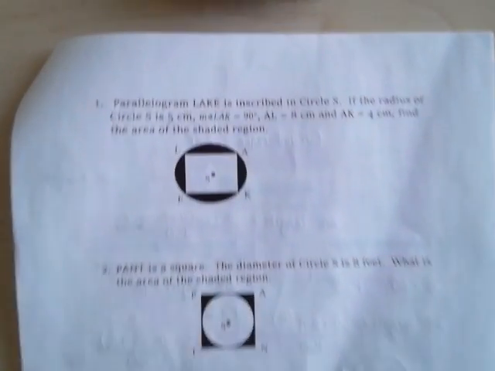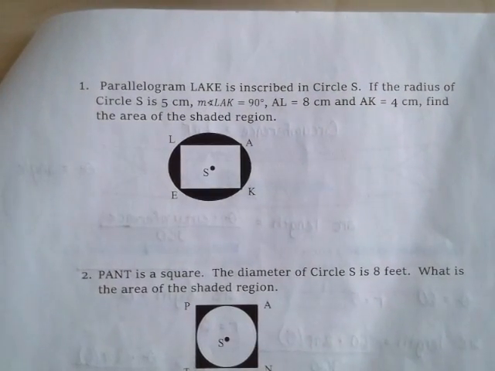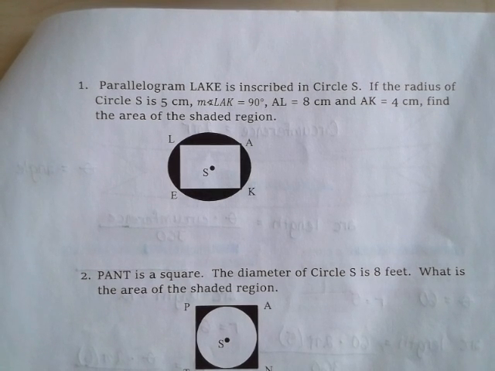We're going to go ahead and flip on to the next page of our notes, and we're going to do some practice with each of these topics that we've learned about. We're also going to do a few applications of what we've learned. So for problem number 1, it says parallelogram LAKE is inscribed in circle S. If the radius of circle S is 5, angle LAK is 90, and AL equals 8 centimeters and AK equals 4 centimeters, find the area of the shaded region.